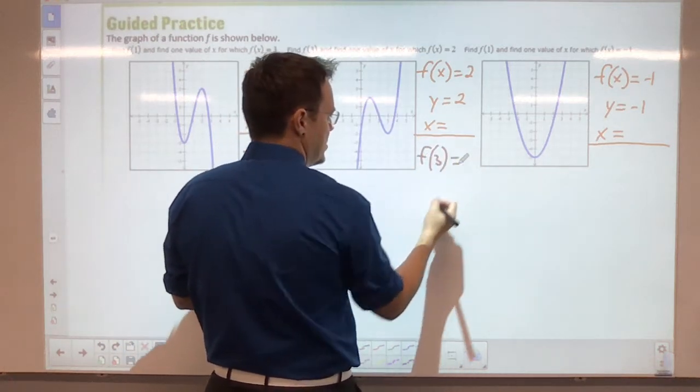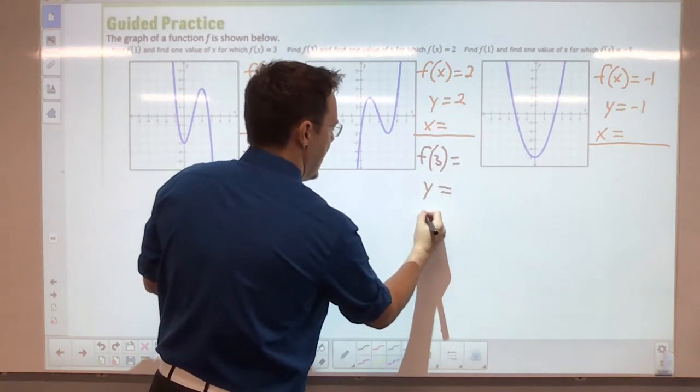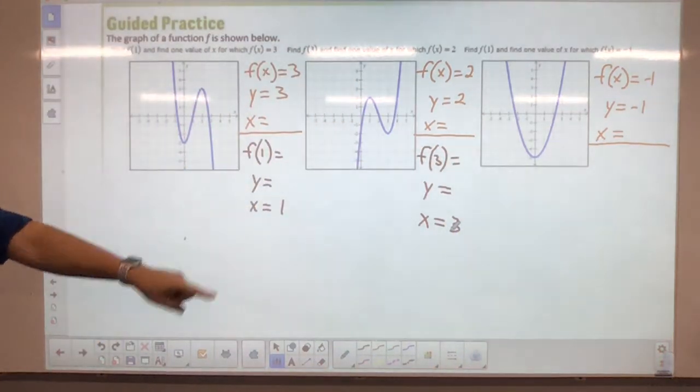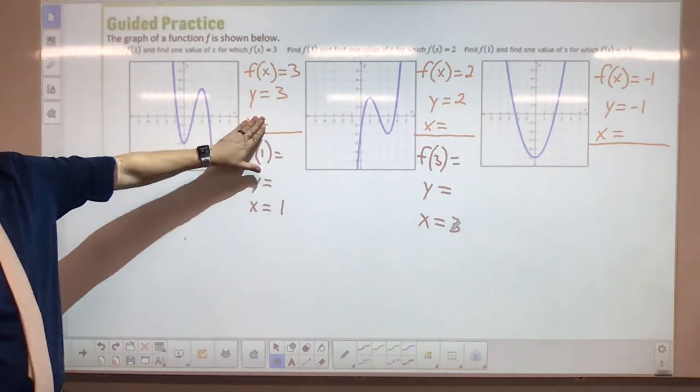Okay, and it's going to equal something, but we don't know what y is yet, but we do know what x is. X is 3. Now what I want you to do is set up that last one on your own. The video is going to pause, and I want you guys to tell me what this x value is.